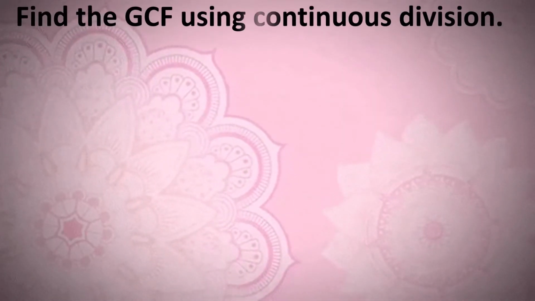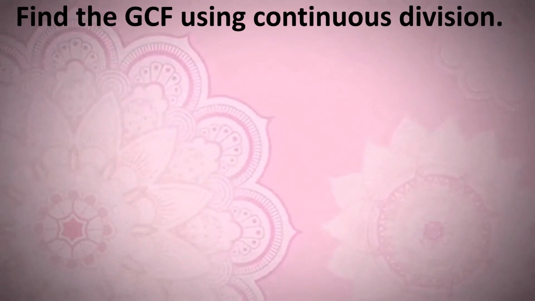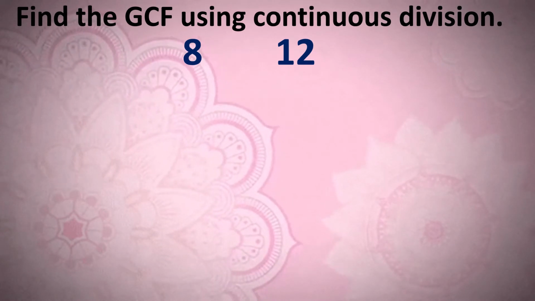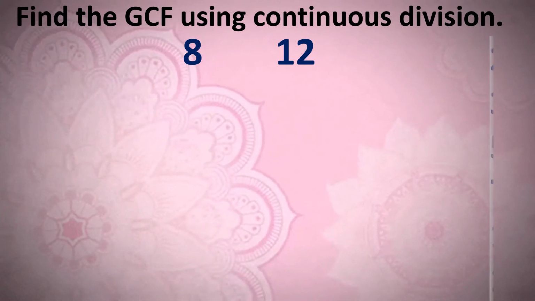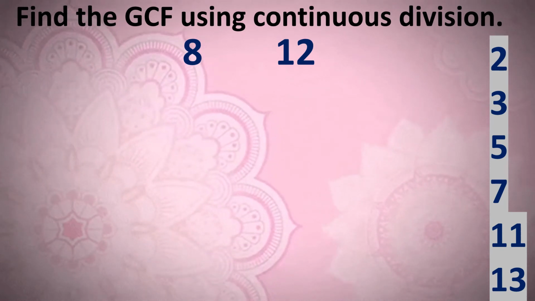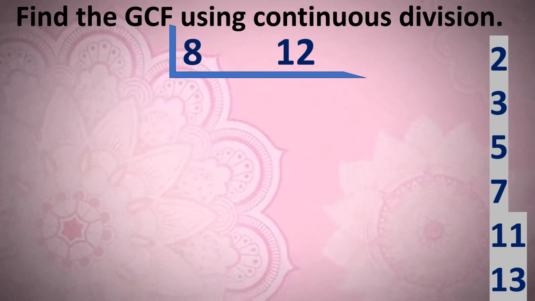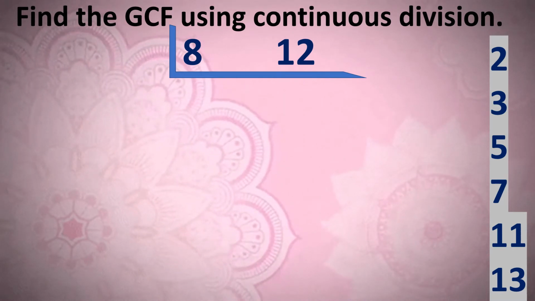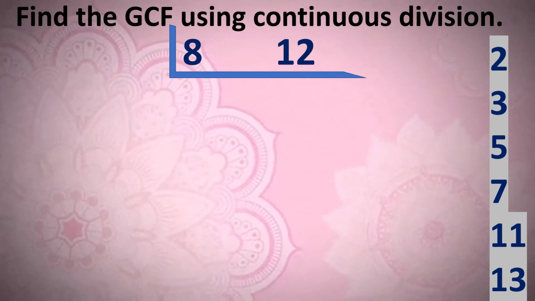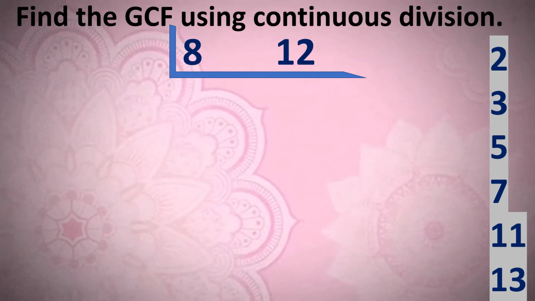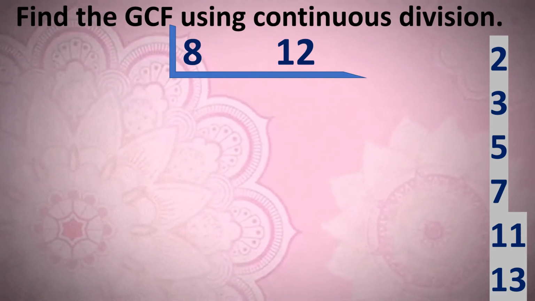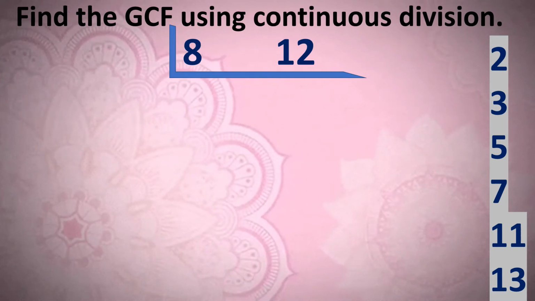Let us start. Find the GCF using continuous division. The numbers are 8 and 12. So, let us remember all the prime numbers. So now, here at my side are the prime numbers. So all we need to do is to get the divisibility of the two numbers. So 8 can be divided by 2 and 12 can be divided by 2. So I use number 2.